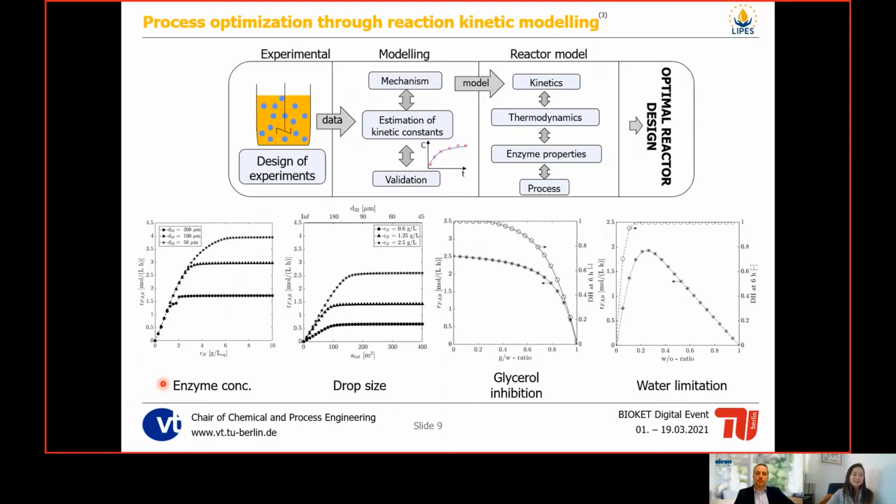And here you can see that there is a saturation condition, an optimum condition, at different enzyme concentrations: what kind of droplet size you should have inside the reactor, and if you have a certain drop size, what is the maximum enzyme concentration you should give in. We can also predict the inhibition of glycerol, and we can also predict the limitation of water.